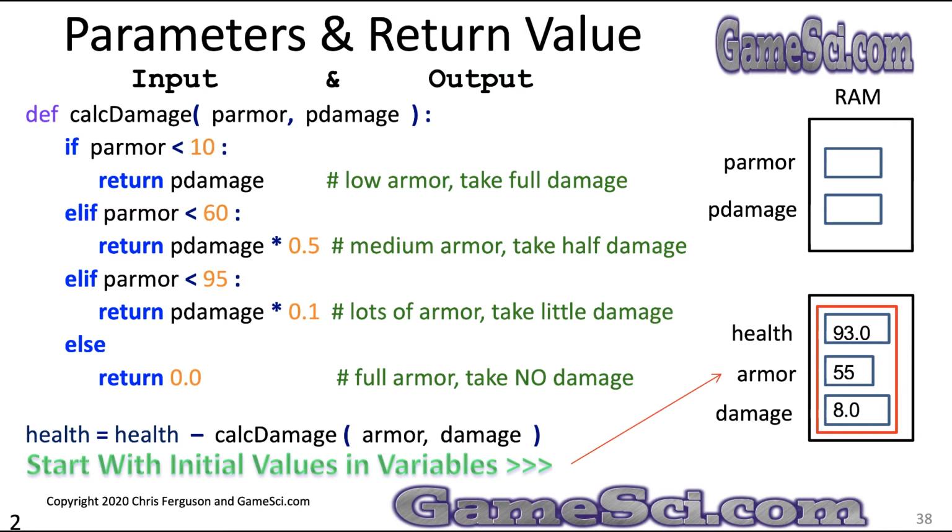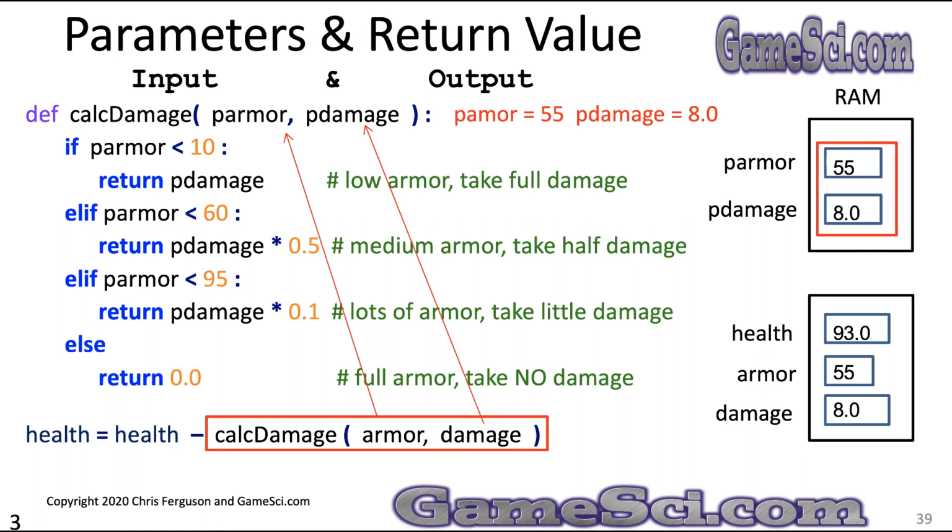Let's start this code example with some initial values in the variables. Health is going to start with the value 93, armor is going to start with the value of 55, and damage will start with a value of 8.0. Those are the values in my current variables as I call this function calc damage. There's the call to calc damage. Armor contains 55, so 55 will be sent as the argument, and p-armor will be set to the value 55. Damage has a current value of 8.0, so 8.0 will be sent as the argument to p-damage, and p-damage will get 8.0. There's my value in my parameters. What is this? This is input to the function. The input to this function is 55 and 8.0.